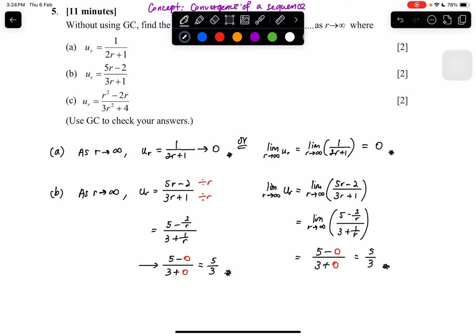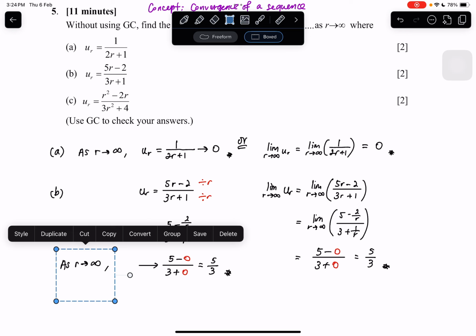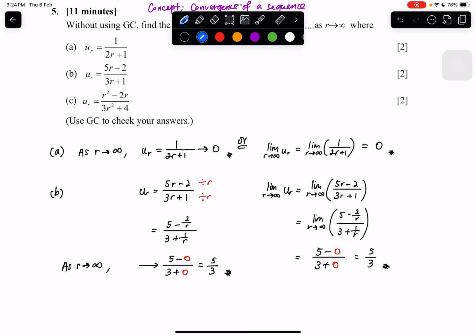Okay, sorry, let me do something like this. I think this is a better notation. Okay, so first we will adjust the UR. Correct, adjust the expression of UR, and then we take R to infinity.